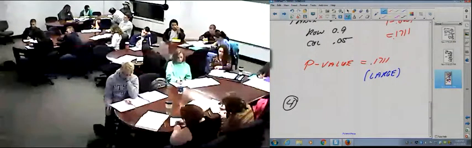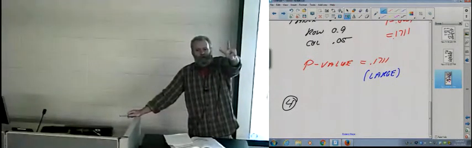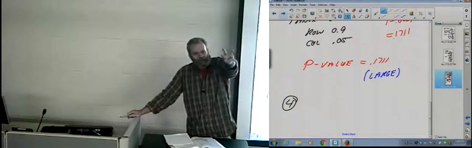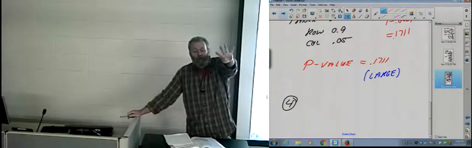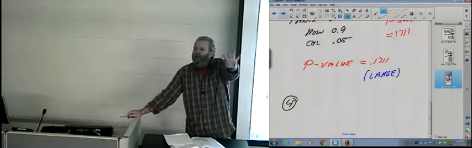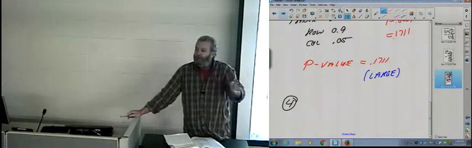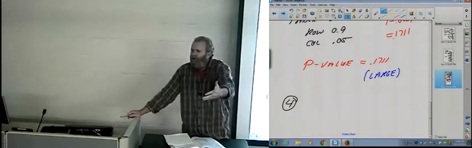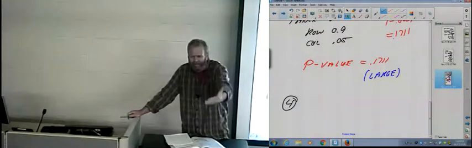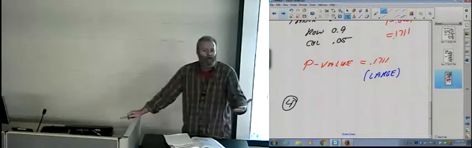Now, number 1 was state the hypotheses. Number 2 was to calculate your z-score. Number 3 was to find your p-value. Number 4 is, now you have to tell me what you're going to do here. Do we want to reject the null hypothesis? Do we have evidence in favor of the alternative? Do we have strong evidence against the null, in favor of the alternative? What do we want to do here?